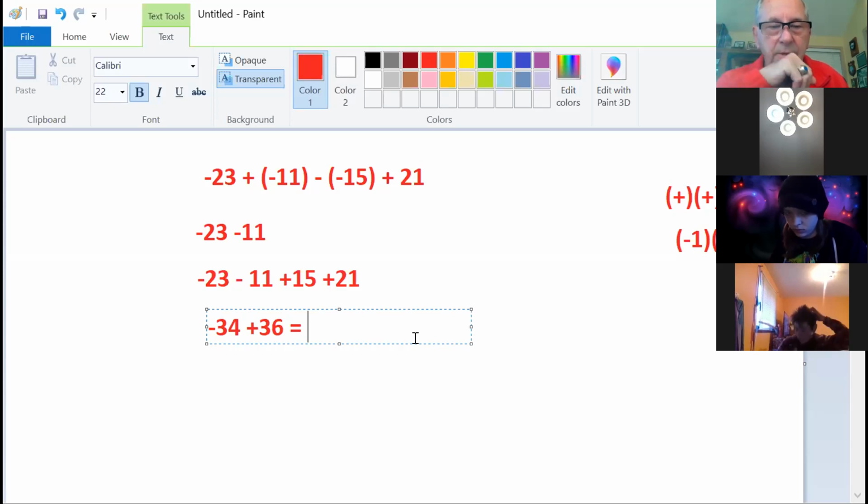This is where you could look at the number line if you wanted to. You're going to go to the right 36. You're going to go back 34. What are you going to end up at? 2. So that's your answer, plus 2. We just reduce this all down. I did it by combining the negatives and then combining the positives, then taking the difference. Okay?